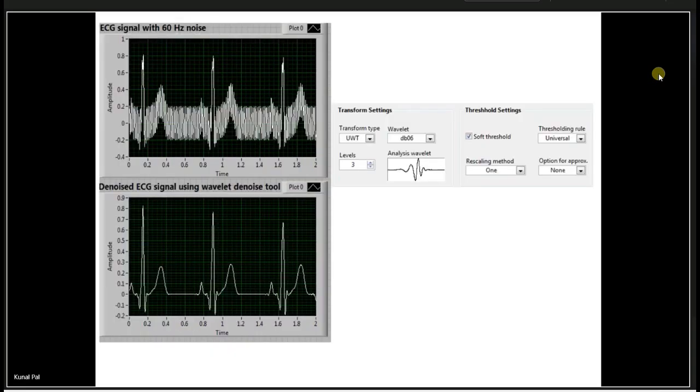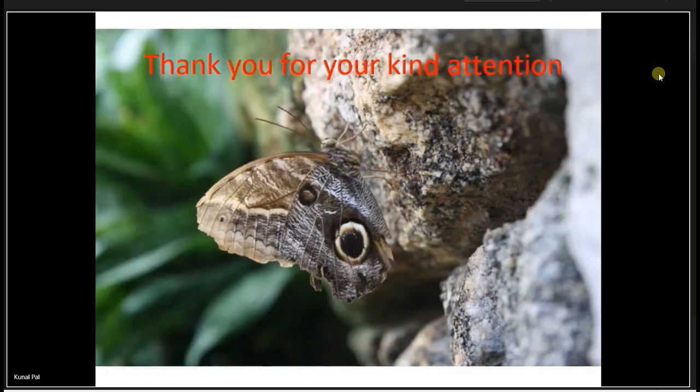Then this is how to do the thresholding in the LabVIEW software. And with this, I conclude this chapter. If you have any questions, we can discuss. Otherwise, we will stop over here.